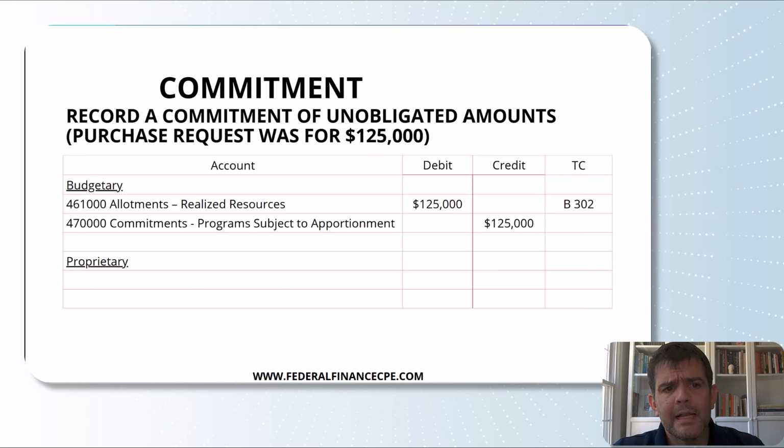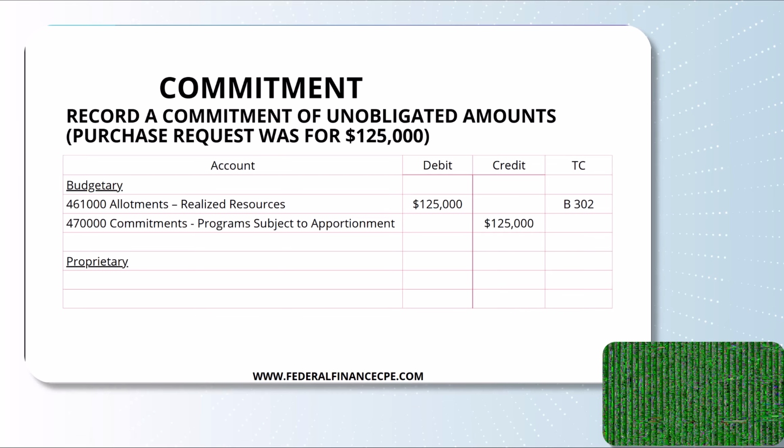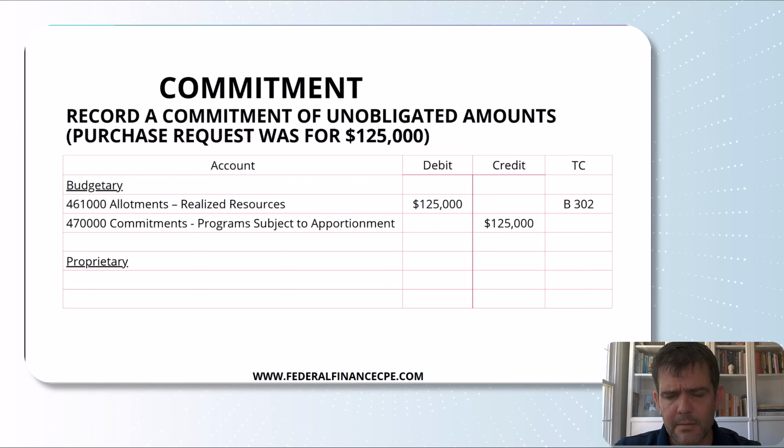Now, in this case, we're saying we have something we want to spend, and the purchase request is for $125,000. This is what they're budgeting. It could be anything, right? Maybe it's for this one to record a commitment. We're going to use transaction code B302, and we're going to now debit our allotments, 4610. We're debiting it to reduce that balance, and we're moving it over to commitments, 4700, by $125,000. Once again, no proprietary impact.